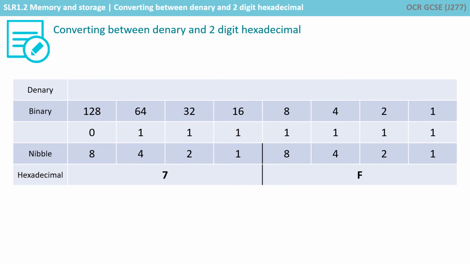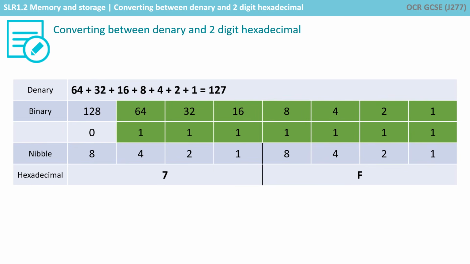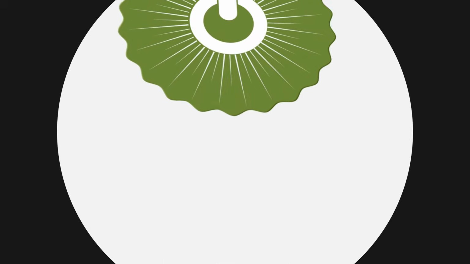So the left nibble is 7, so that's 4, 2 and 1, 4, 5, 6, 7. So there's a 1 in each of those columns and a 0 in the 8. And the right-hand nibble is a capital F, so that is 15. So that's all the ones. That's an 8, 9, 10, 11, 12. That's a 4, 13, 14. That's a 2 and 1 for 15. We add together all the columns with 1s in and we end up with 127.